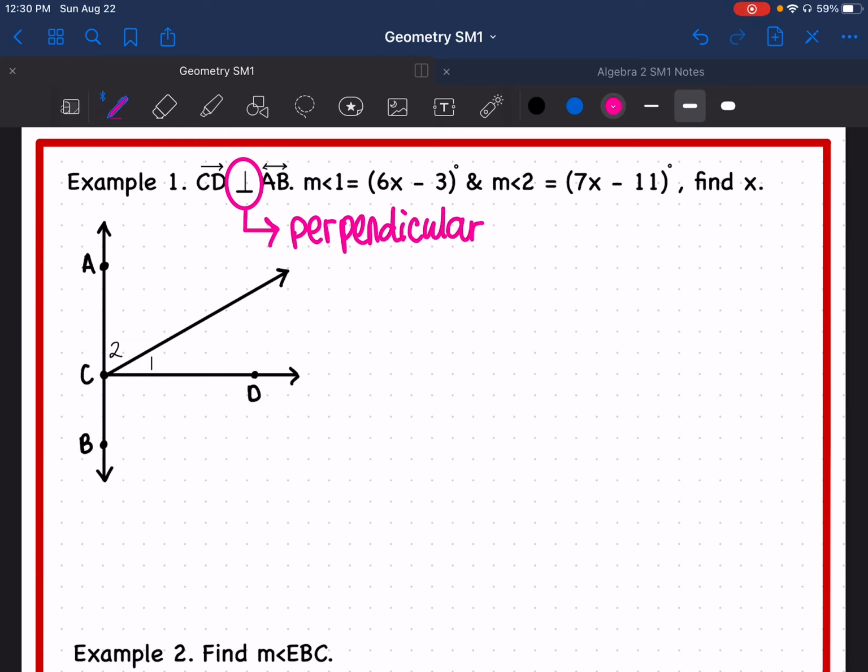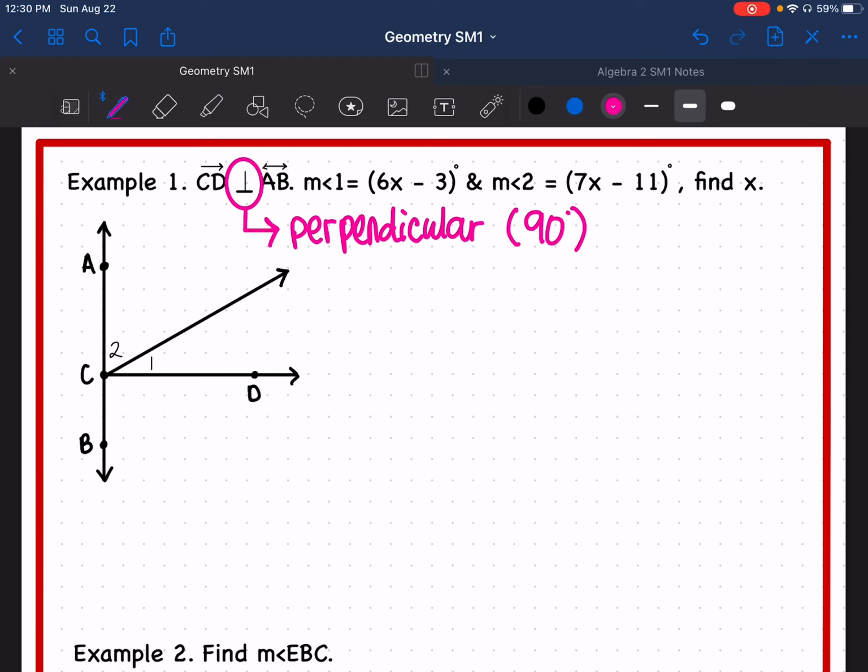For angles to be perpendicular, they must create a 90-degree angle. Or for rays to be perpendicular, they must create a 90-degree angle. So I'm thinking this one is going to do complementary because that was my one that they added to 90 degrees. So I'm going to open up that flap to help me finish this problem.